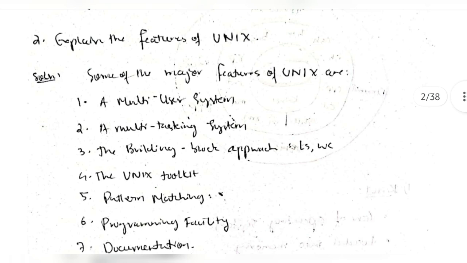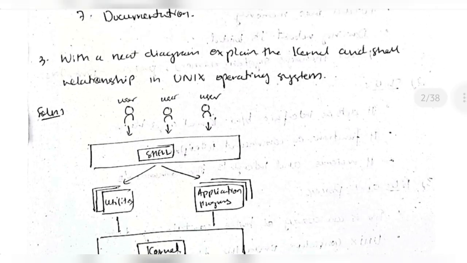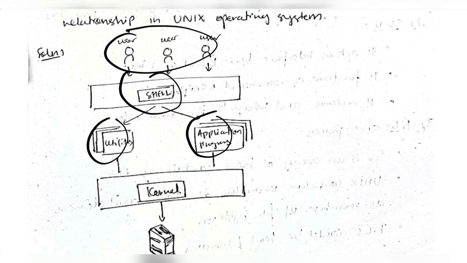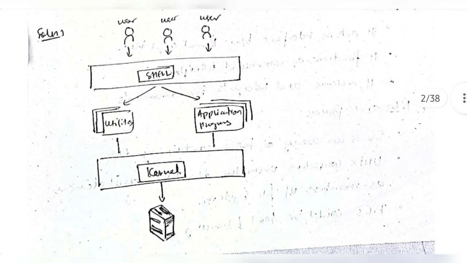And with a neat diagram, this is the third question. With a neat diagram, explain the kernel shell relationships in UNIX operating system. So between kernel and shell, what is the relationship that we have to explain? First you have to make the diagram. Whichever question comes first, if a diagram is required, first you make the diagram, then see in the diagram what all you can find, circle those things and write about each of them. So that's how you approach a question in which a diagram is also there.